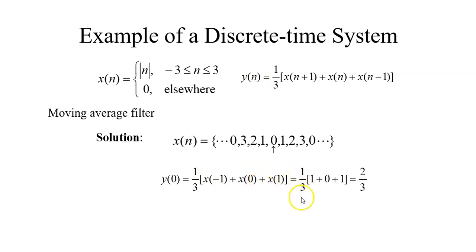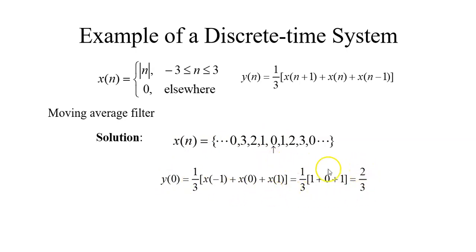So the result will be 1 over 3, 1 plus 0 plus 1. From where? Because x of minus 1 we have 1, x of 1 we have also 1, and at 0 we have 0. So 1 over 3 multiplied by 1 plus 0 plus 1 equals 2 over 3, and this is based on our system. What we can see is that for input 0, as x of n equals 0, our output y of 0 is 2 over 3.